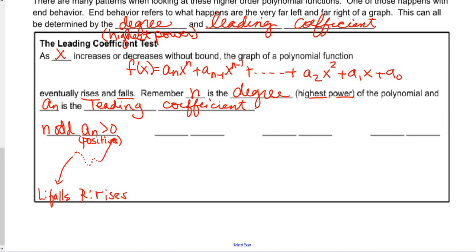All right, so some of your exercises will be, given this function, what's going to happen on the end behavior? Does it fall to the left or does it rise to the left? Does it fall to the right or does it rise to the right? Okay. Now, if n is odd and a sub n is less than 0, so now we have a negative leading coefficient.